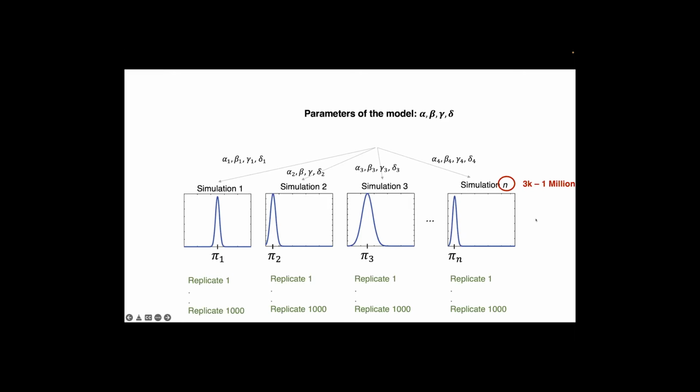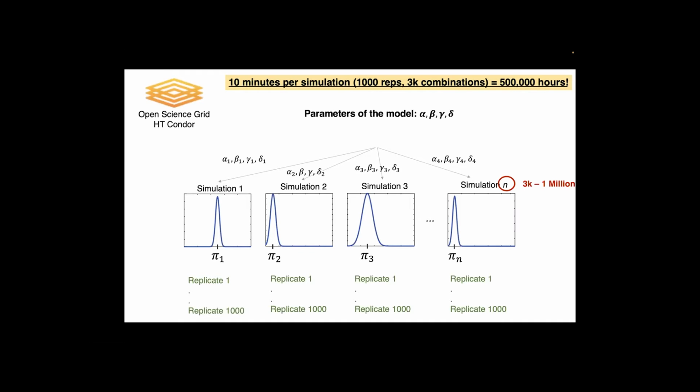If we want to do a quick calculation here, if each of these simulations took about 10 minutes, we were simulating 1,000 reps and we were doing 3,000 combinations, it would require 500,000 hours. This is a pretty large number, especially for regular clusters, for example, those provided by universities. It would be very difficult to complete so many simulations there. And so that's where the OSG and the HTCondor system come in.